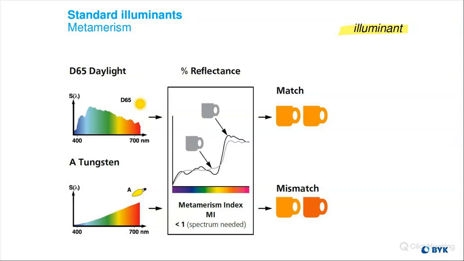So what you can imagine is happening is that this cup here at the bottom on the right side may have some pigmentation in it that might be a little more red than the other cup. And so when you cast this A light, which is very strong in the red region of the visible light spectrum, you're going to see that cup appear more red than the other one.